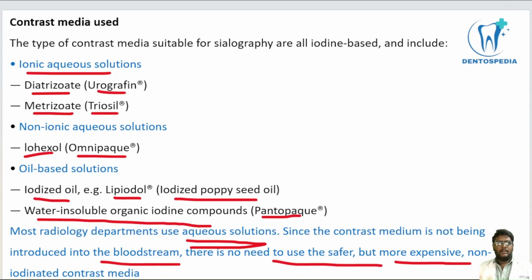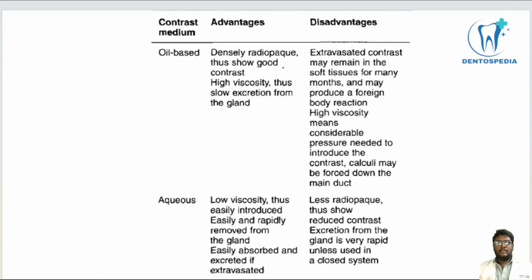We'll discuss further. What are the advantages and disadvantages of oil based and aqueous solutions? Coming to the advantages of oil based, it is densely radio opaque, right? And it can show good radio contrast, and it has high viscosity and thus slow excretion from the gland. So even though it is of high viscosity, it has its own advantages because it is highly radio opaque. So we can clearly see the structure of the salivary glands from within, because the contrast media provides good contrast. What are the disadvantages?